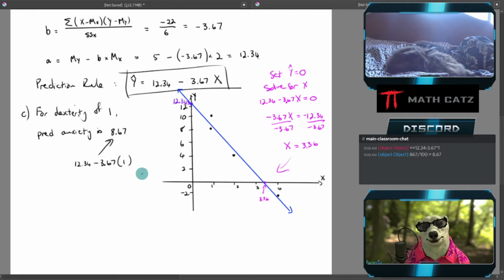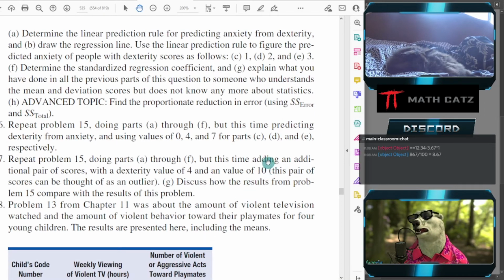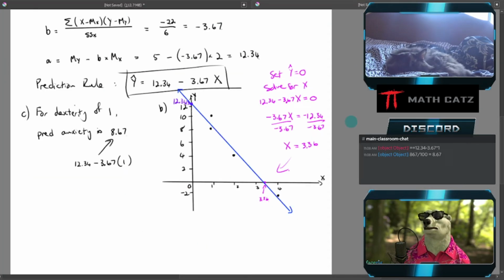All right. So this was B, where we draw it, C, where we make a prediction, and I'm going to leave it to you to make predictions for dexterity 2 and 3. Okay. Next, we want to determine the standardized regression coefficient. Now, we've discussed in the previous video what that does. It's not really something to get into here, really.